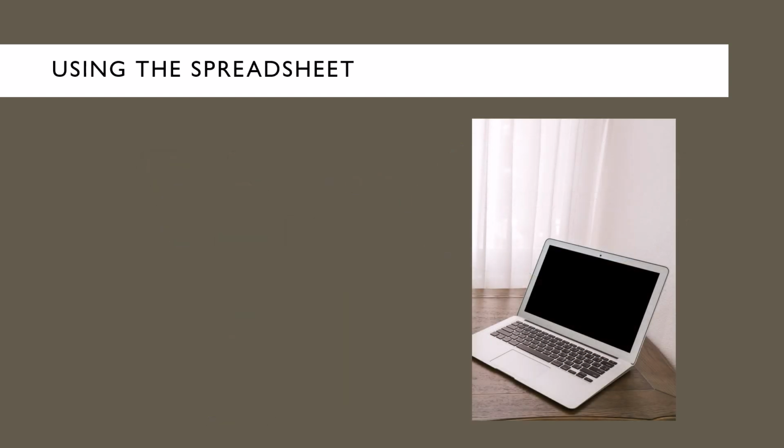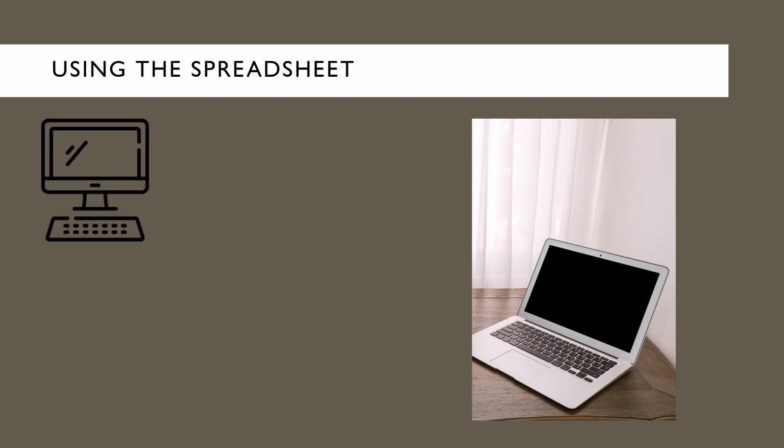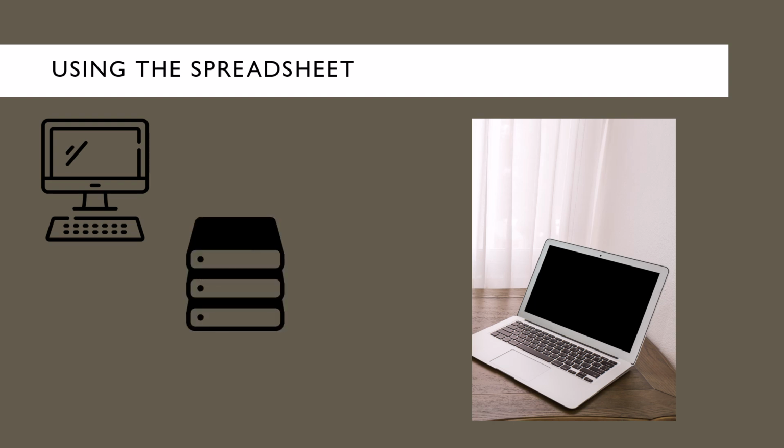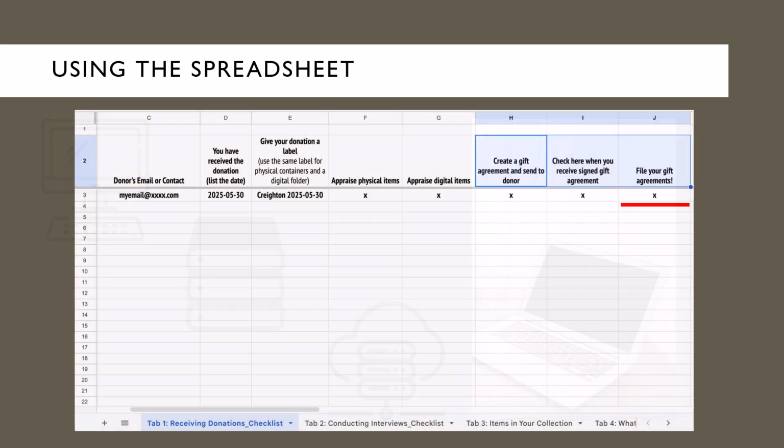That said, you may decide to just keep digital copies, and if so, please make sure that you have multiple backups in different locations. Current best practice is to have at least 3 copies of a digital file, spread out between physical drives and the cloud. In our experience, we chose to have 1 copy on a computer, 1 on a separate hard drive, and 1 in online cloud storage. Once you've filed your signed gift agreements, check off column J.